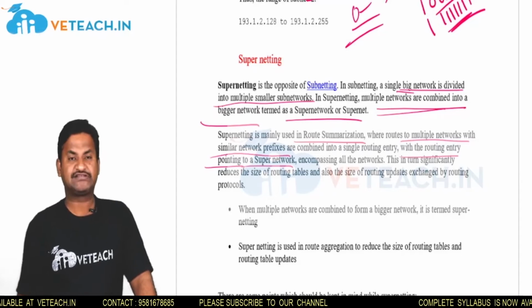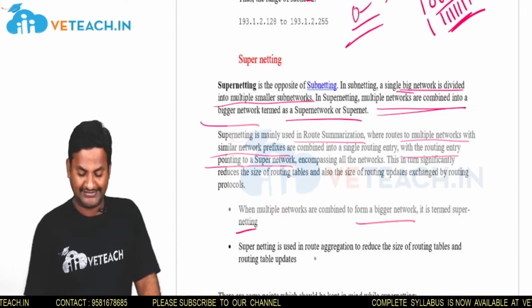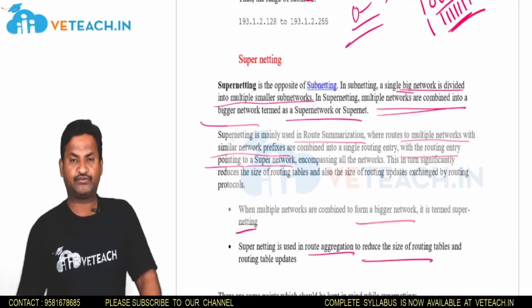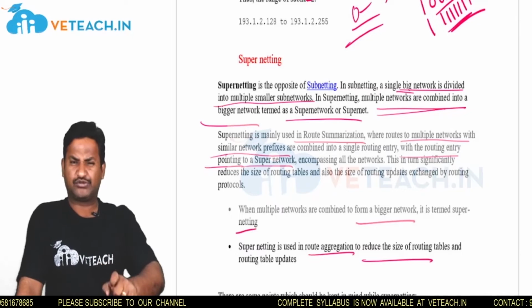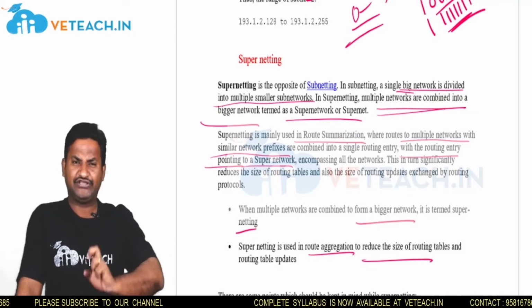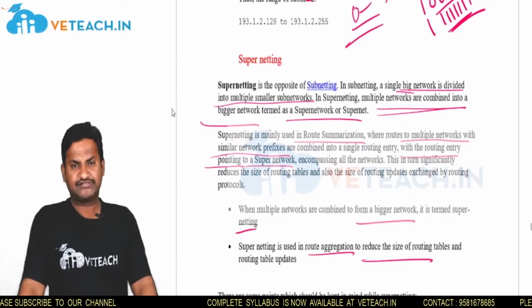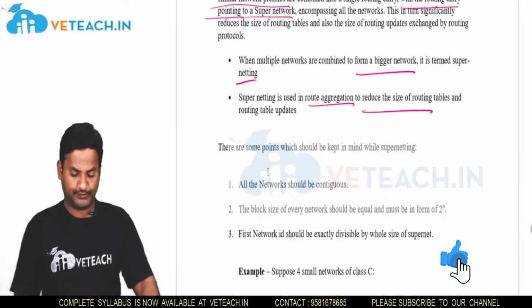So when multiple networks are combined to form a bigger network, it is termed supernetting. Supernetting is used for route aggregation, to reduce the size of the routing tables and routing table updates. To find the least cost and look up the table each and every time is very easy in supernetting as compared to subnetting. There are some points. What are the advantages of supernetting?